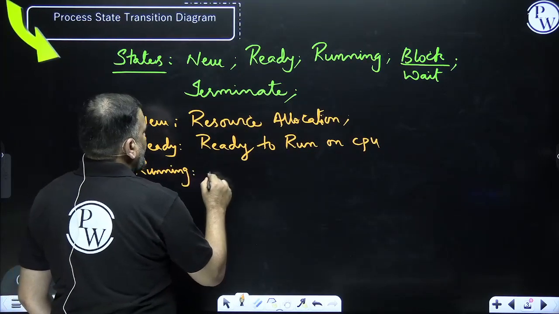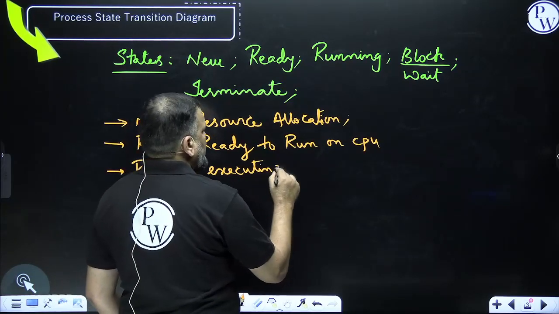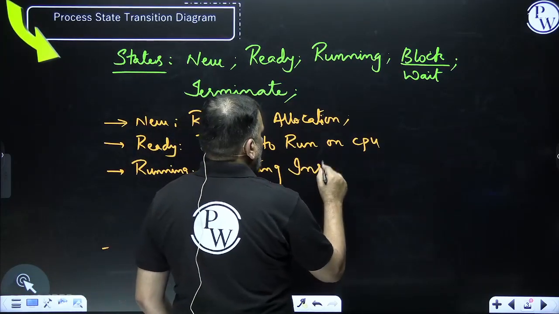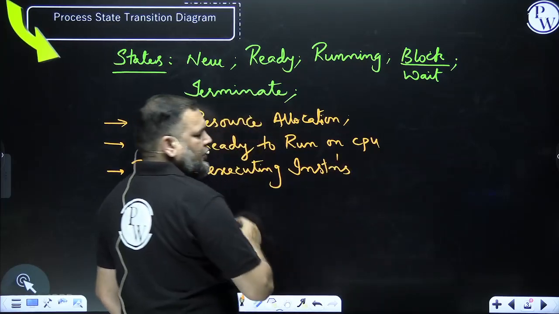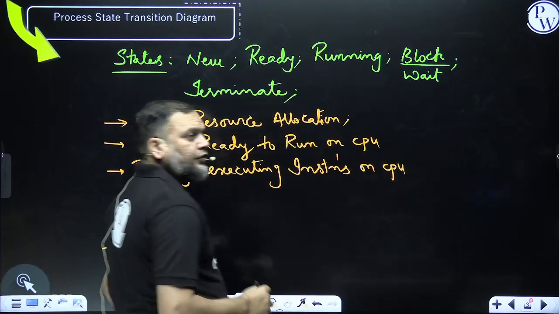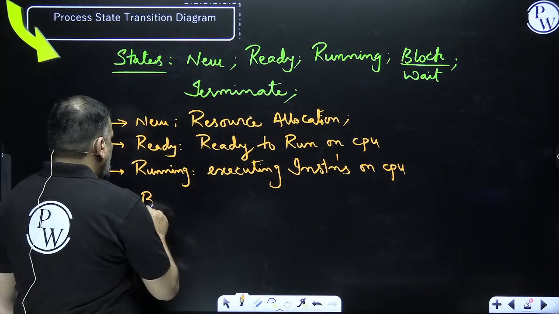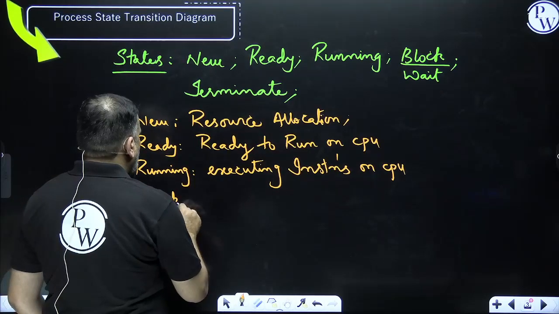The state of executing instructions onto CPU is called running. I'm writing in short, hope you understand. Executing instructions on CPU is the state of execution on CPU. That state is called running, okay? And primarily what is important is block, also called wait.